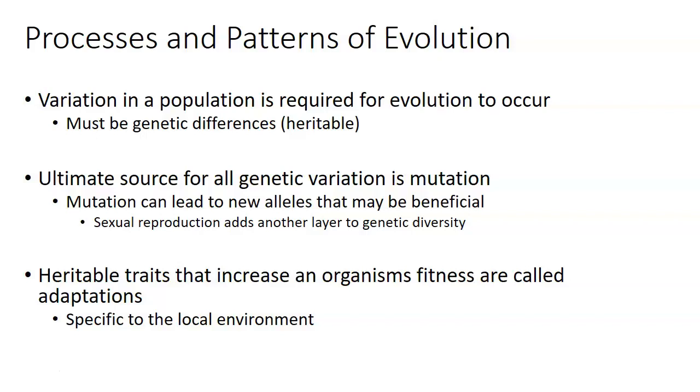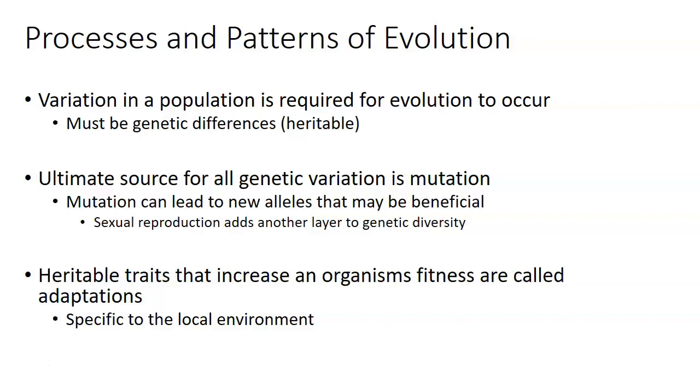Okay? The second thing here: where do these differences come from? Where do these heritable genetic differences come from? Well, the ultimate source for all genetic differences in a population is mutations. We talked briefly about mutations back in chapter 14. We said that there's different types of mutations, right? They could be spontaneous, they can be from problems in DNA replication or problems in meiosis, or they can be induced. They can come from the environment, right? Exposure to something changes the DNA for some reason.